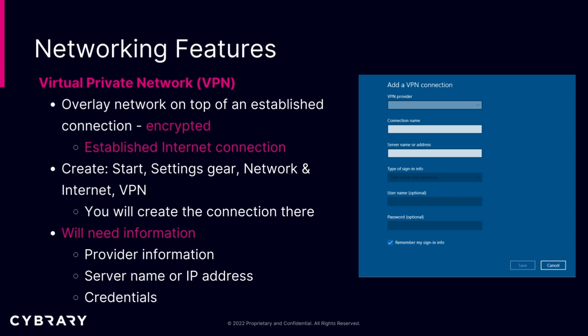VPN is another connection type that you need to be aware of. You can set up a VPN right from the Windows 10 workstation. Now, VPN is a virtual private network, and it's an overlay on top of an established connection. It's an encrypted private tunnel. So in order to have a VPN, of course, you have to have an internet connection first. To create a VPN, you would go to Start, the Settings gear, Network and Internet, then VPN, and you'll create the connection from there. And of course, you'll need information from your provider.